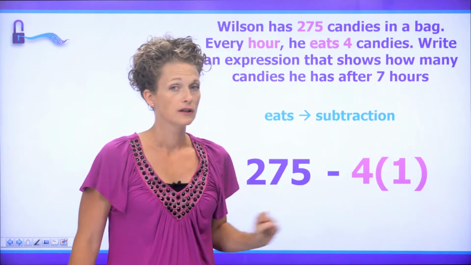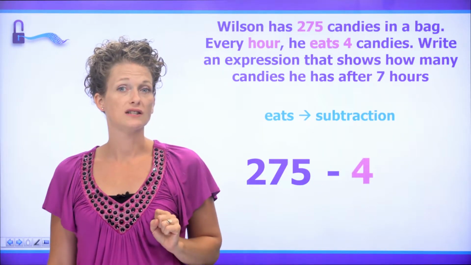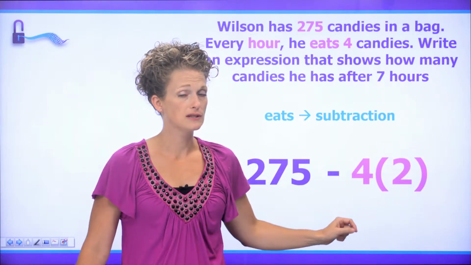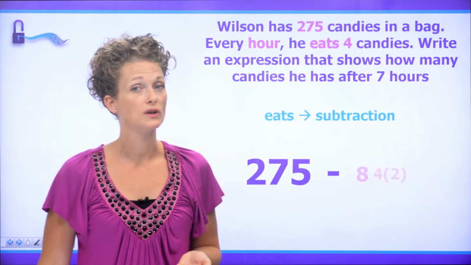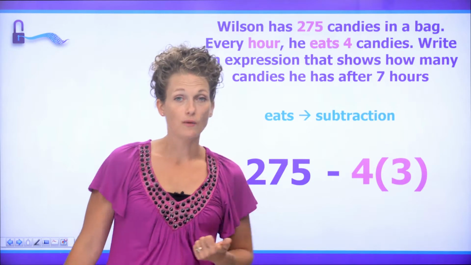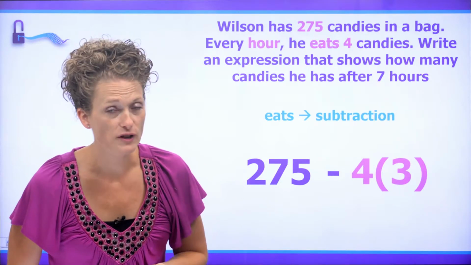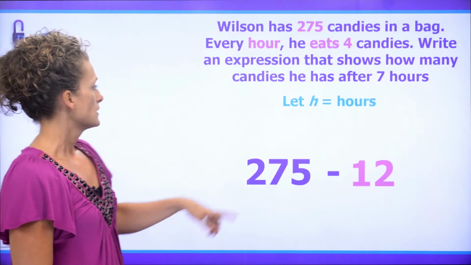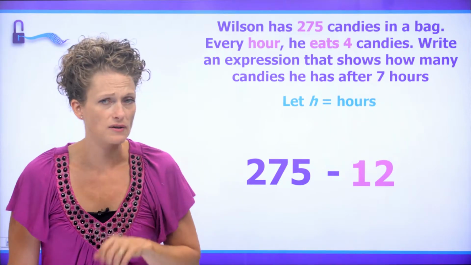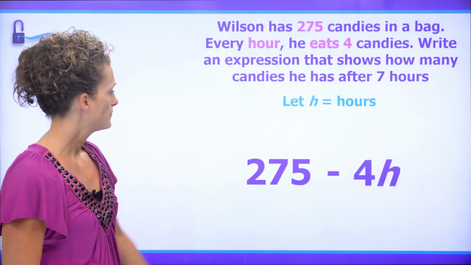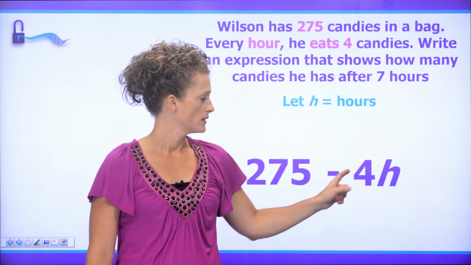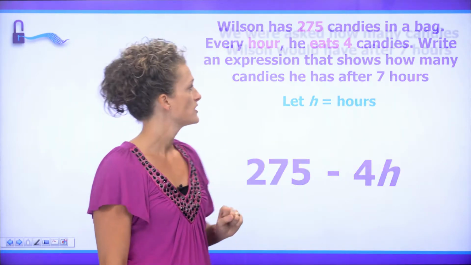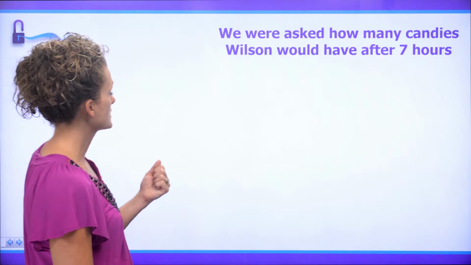So in 1 hour, if he eats 4 candies, he's going to be subtracting 4. Well, if 2 hours go by, he eats 4 candies each hour, it's going to be 4 times 2, which is going to be 8. Same thing with 3 hours go by, he's eaten 4 candies for every hour, so 4 times 3 is going to give us 12. Well, let's generalize this. Let's say that the number of hours that go by is going to be h. All right, so for every hour, he eats 4 candies, so we're subtracting 4h candies. Just like the teddy bears, only now we're subtracting instead of adding.